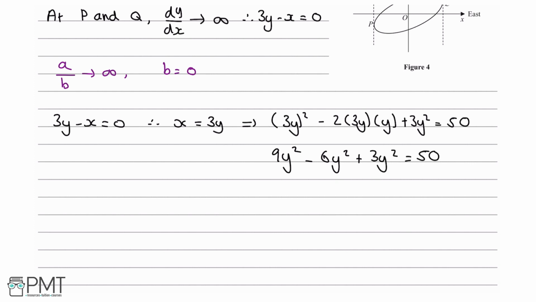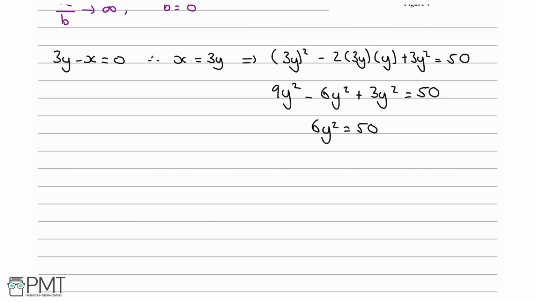9 minus 6 is 3. 3 plus 3 is 6. So we're going to end up with 6y squared equals 50. And then dividing both sides by 2, we get 3y squared equals 25, and y squared equals 25 over 3.